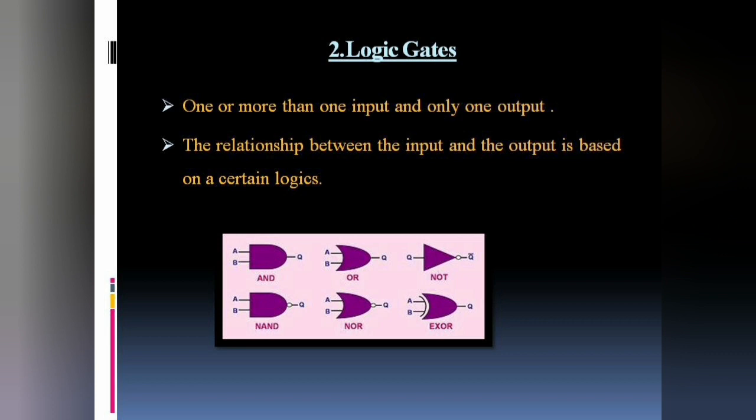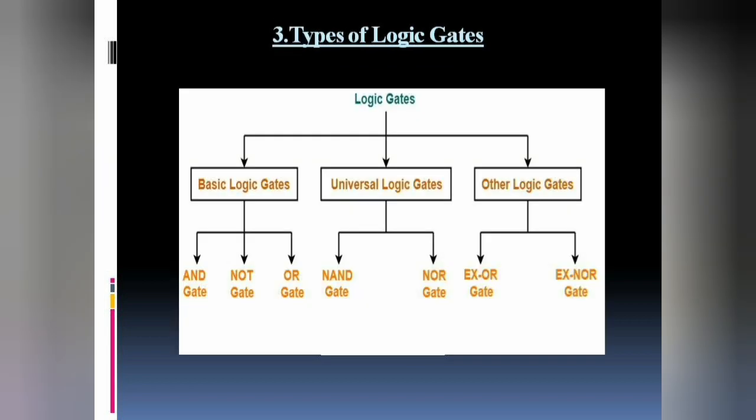Next is types of logic gates. Here is a small representation of logic gates and their classifications. Logic gates are classified into 3: basic logic gates, universal logic gates and other logic gates, and their examples. Let's have a detailed look at this classification.